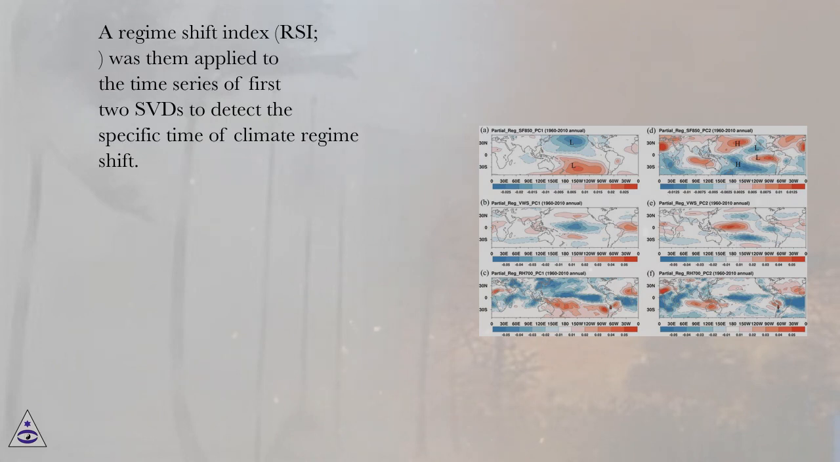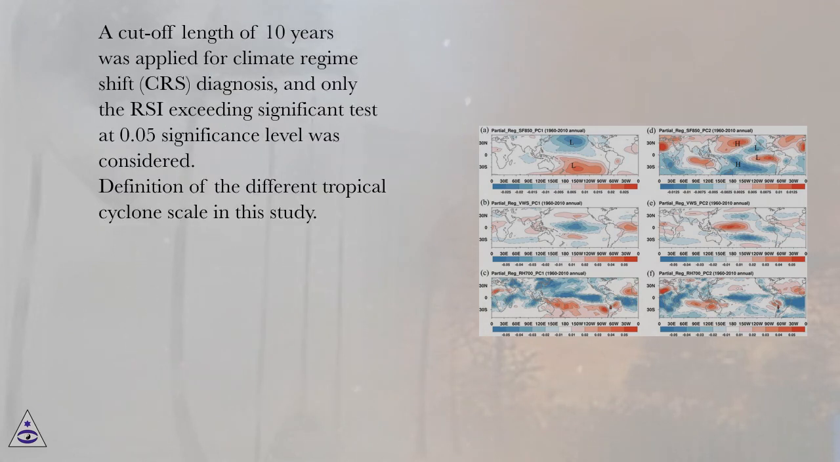A regime shift index, RSI, was then applied to the time series of the first 2 SVDs to detect the specific time of climate regime shift. A cutoff length of 10 years was applied for climate regime shift, CRS, diagnosis, and only the RSI exceeding the significance test at the 0.05 significance level was considered.